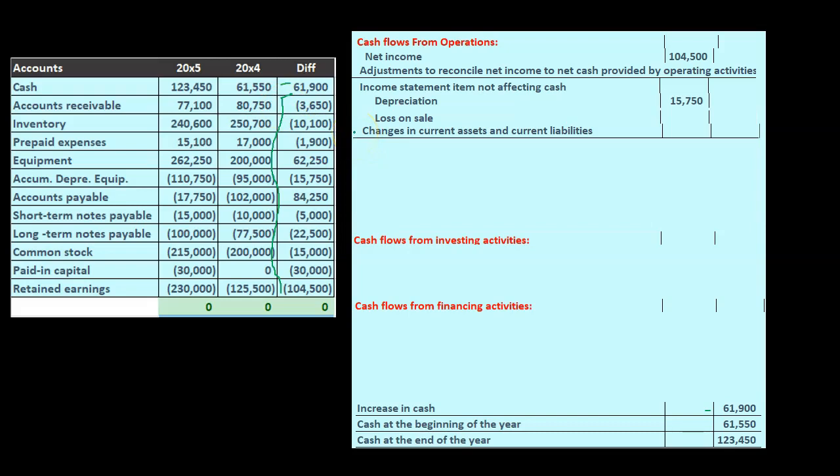Now there are a couple of different ways that you can think through these. What are we going to do with these? The main problem is we know what the change is, but what do we do over here? What do we do in terms of increases or decreases to our cash flow statement?